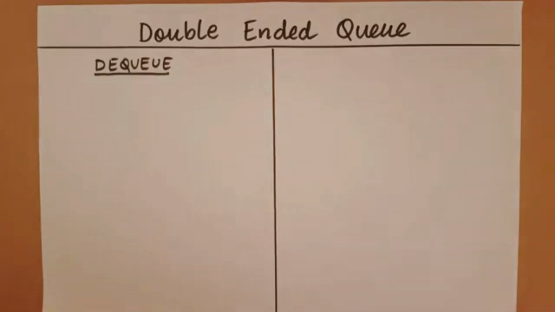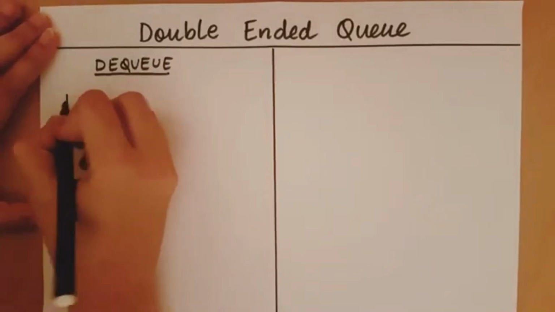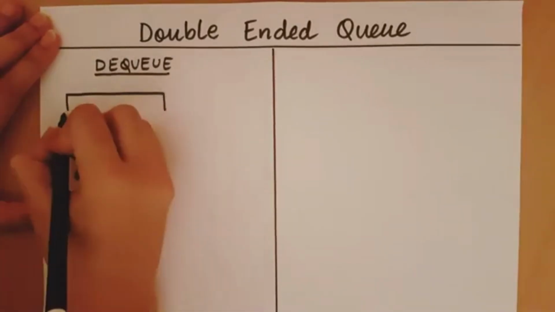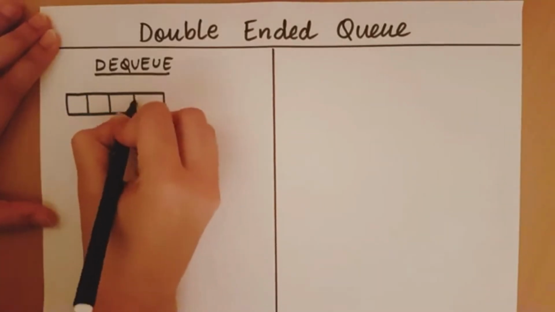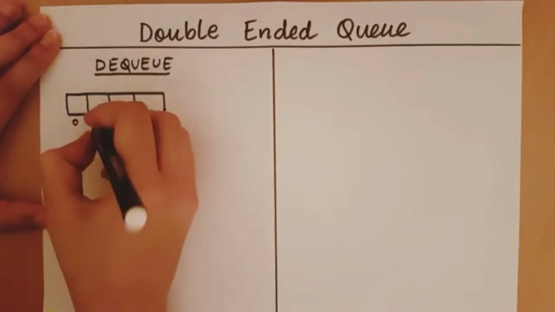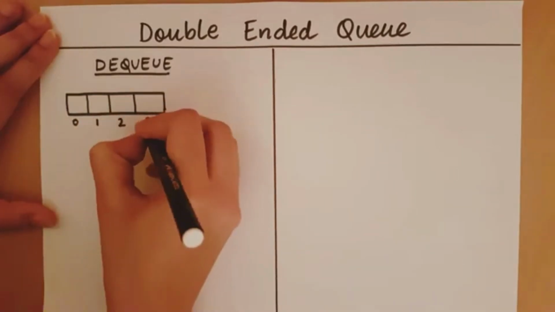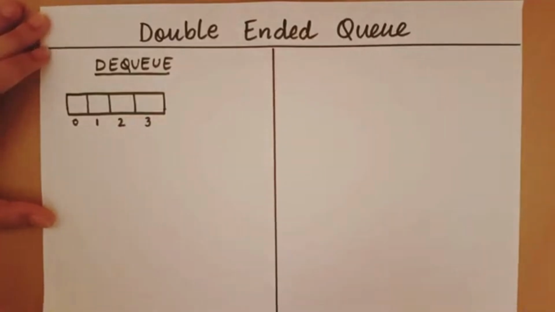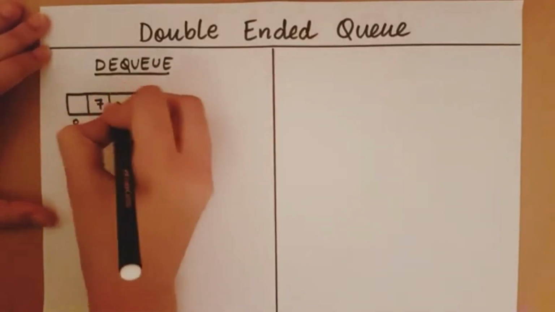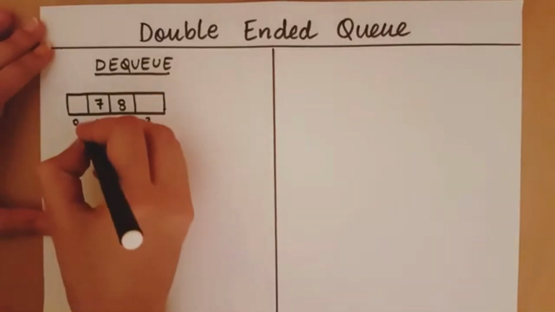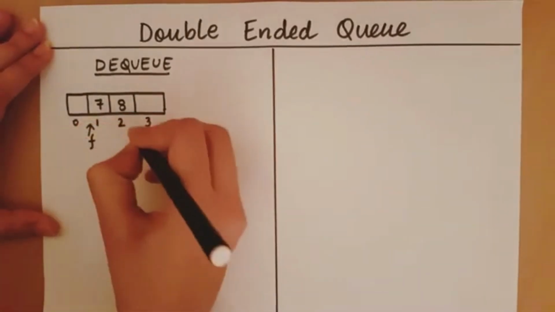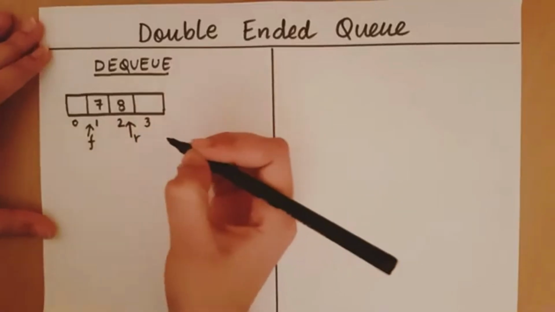So let me explain this with an example. Let's consider a queue. I'm writing down the indexes. Let's say that the status of the queue was this. When this is the status of the queue, the front will be at index 1, the rear will be at index 2.